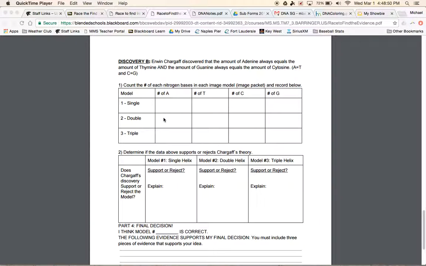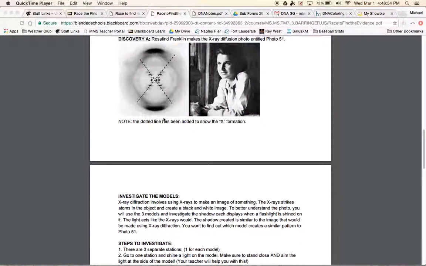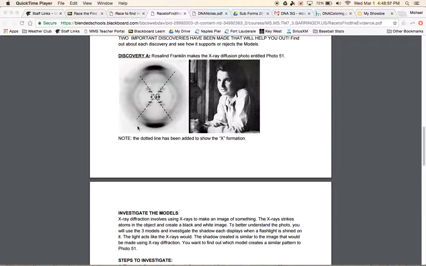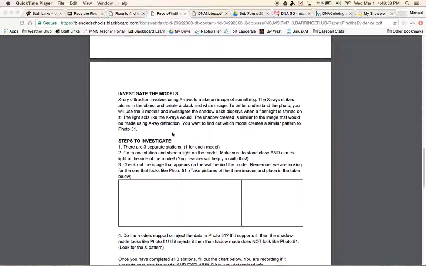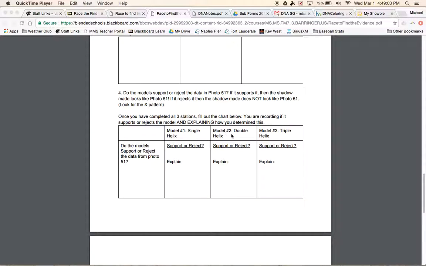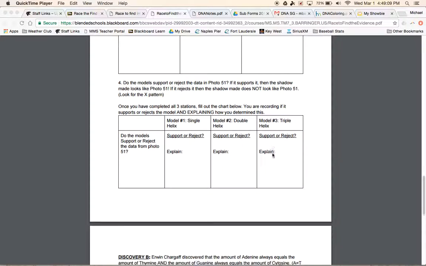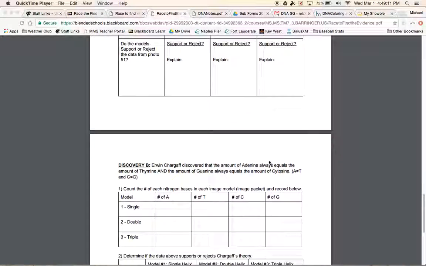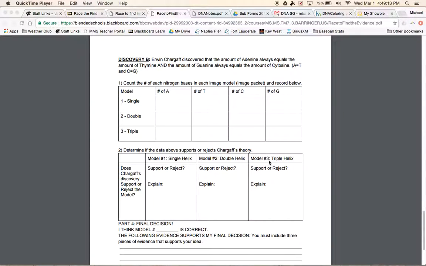So on the race to find the evidence, we talked about Rosalind Franklin yesterday, and we talked about how she took this photograph, and we see this X, and the majority of the classes found out that Model 2, the double helix, was supported. Some, however, found that Model 3 could have, and it's because we see the X in both of those pictures. So we actually need one more scientist, one more piece of evidence to go ahead and make our decision on what the final model number is.